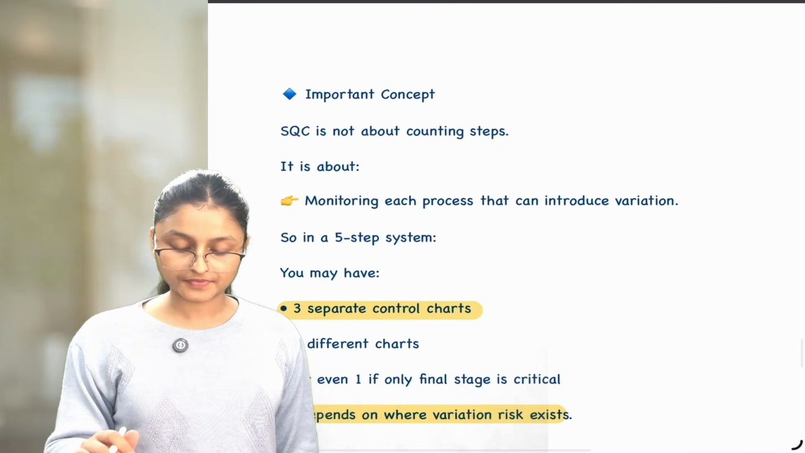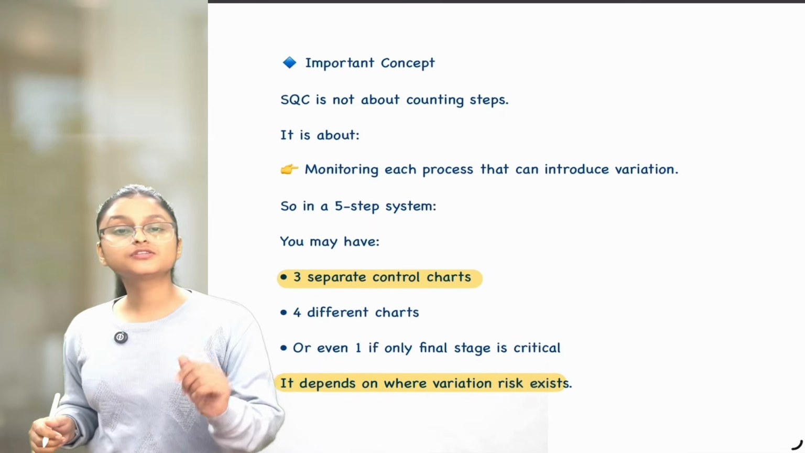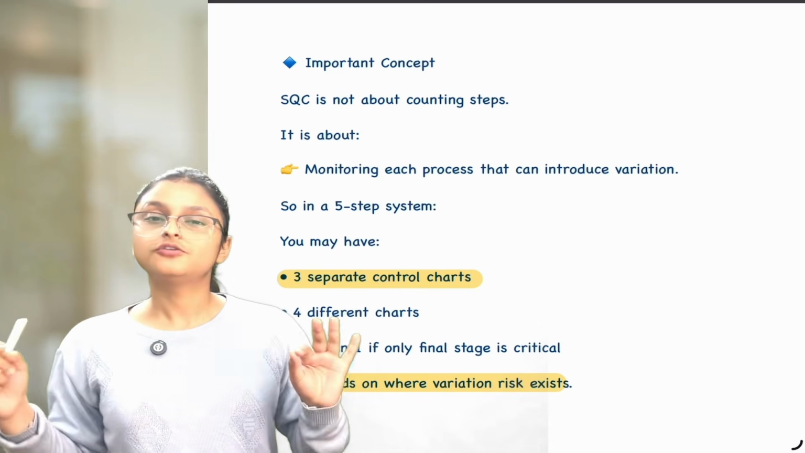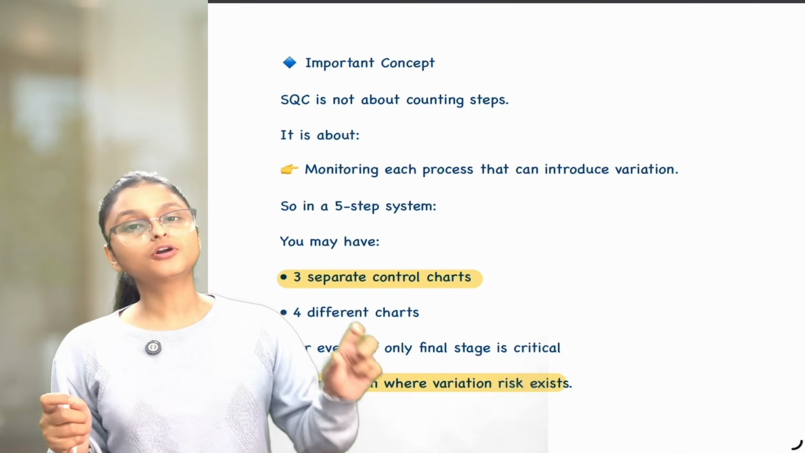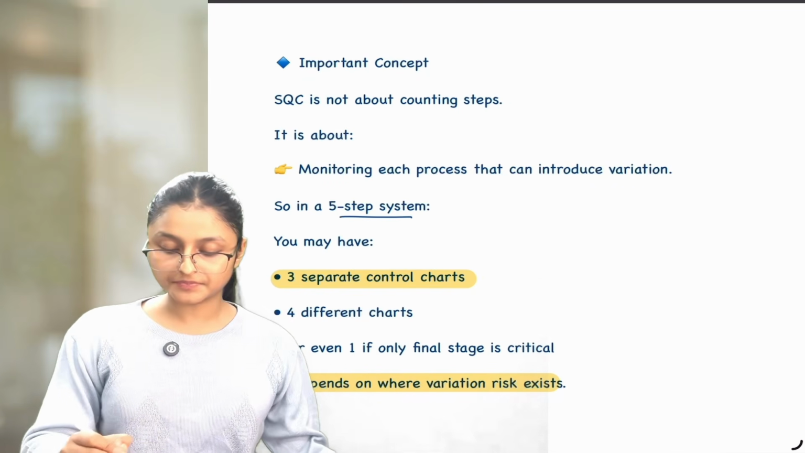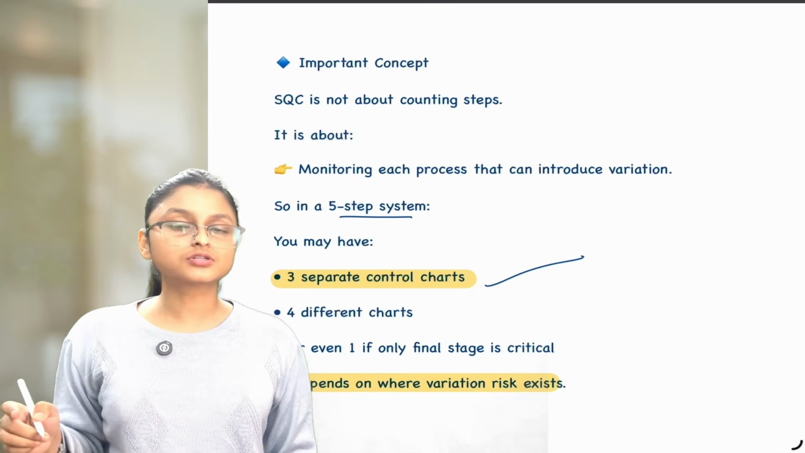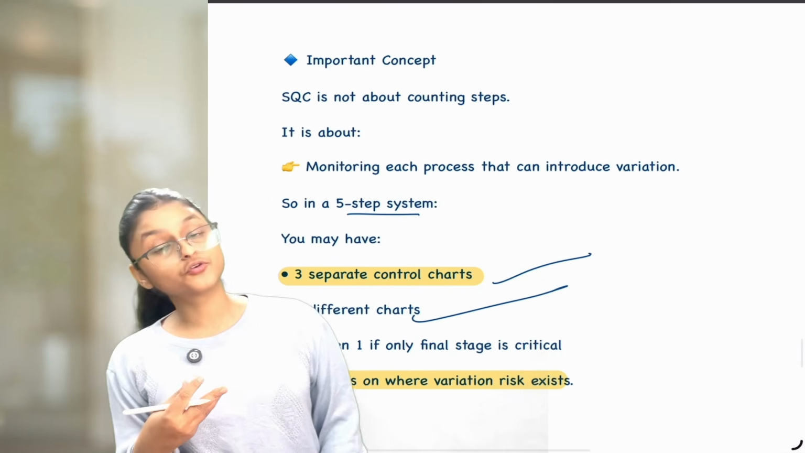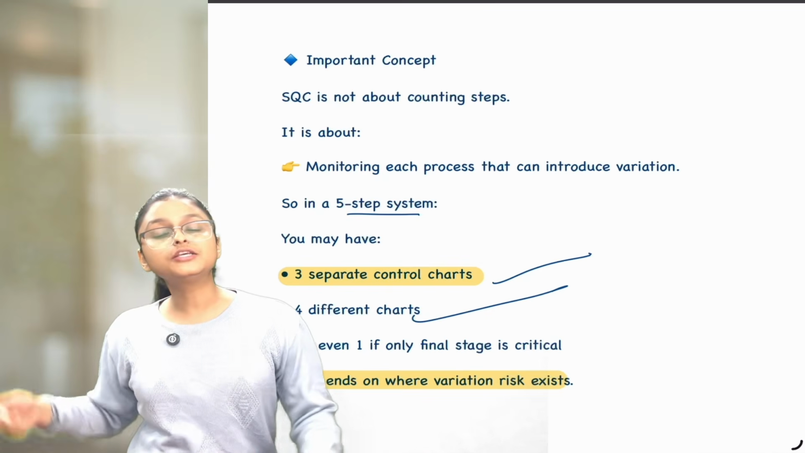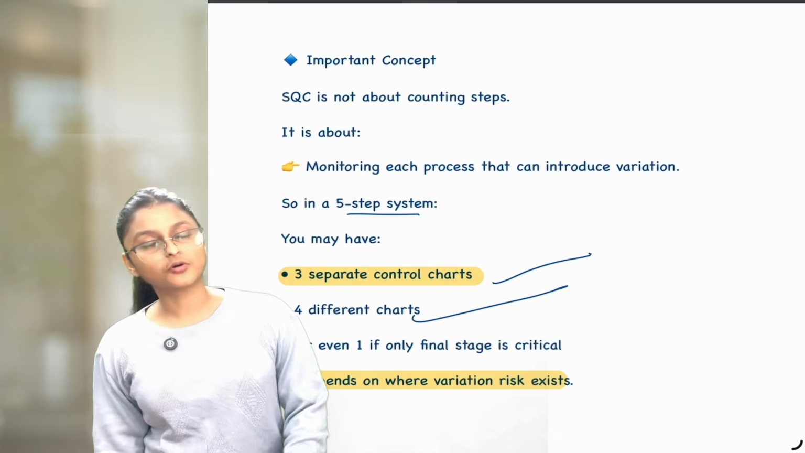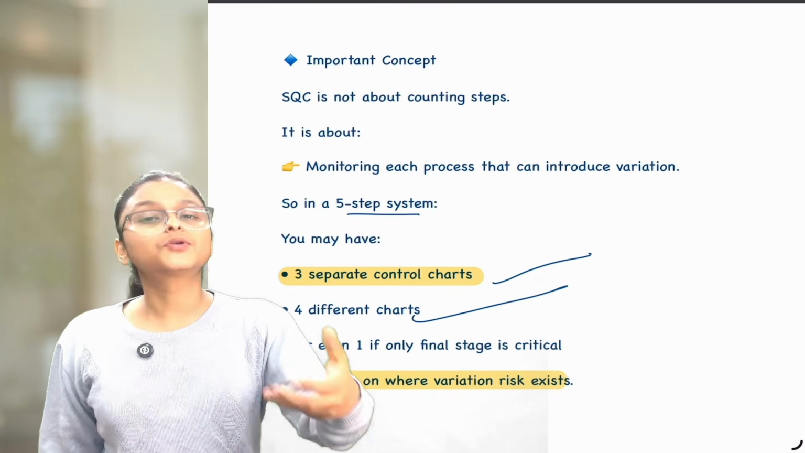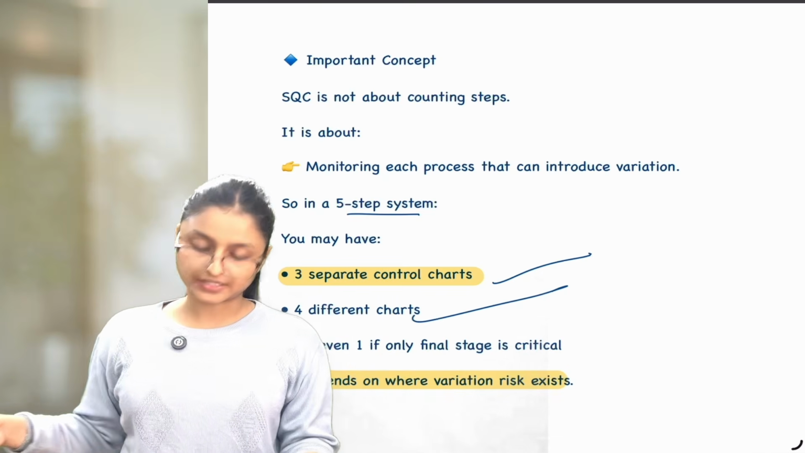Done. Now, an important concept: SQC is not about counting steps. You will not apply it at every step randomly. You will check whether it is critical or not, then only you will apply it. So in a 5-step process, it can happen that you are applying 3 separate controls, or you can also apply 4 different controls if there is a need for it, or it can also happen that you are only checking at the final stage. But normally, SQC is applied for checking the process while it is in the processing stage, not only at the final stage.